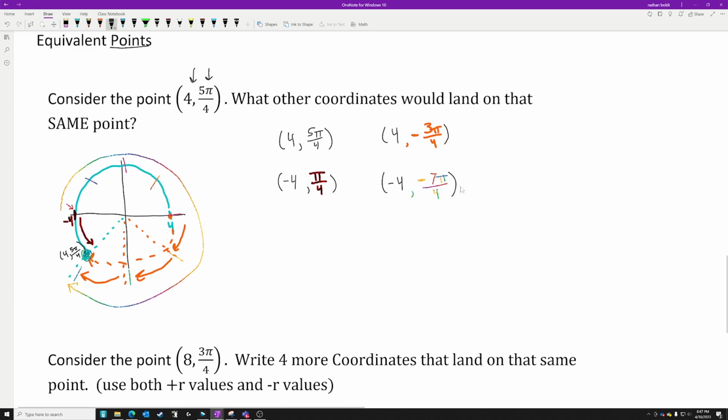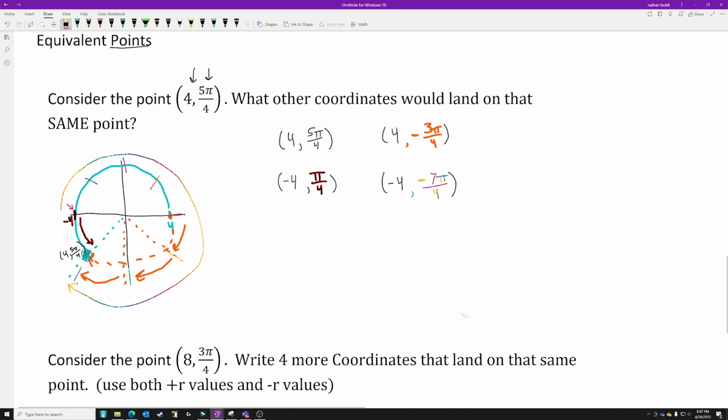So there are 4 distinct coordinates that can make you land on the same point. Now, technically, if you want to get fancy, there's an infinite number of points that can make you land there if you just keep spinning around the circle. So yes, you could add 2 pi to each of these or subtract. If you add or subtract 2 pi, you would just spin around the circle one more time and land there. I think those are a bit trivial. The 4 distinct points I'd like you to find are these.